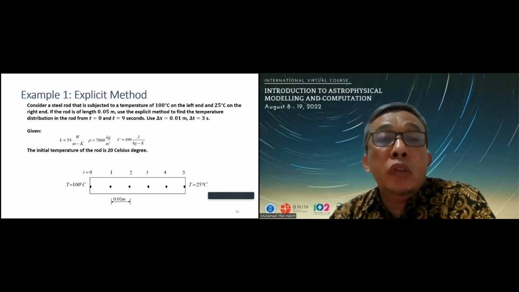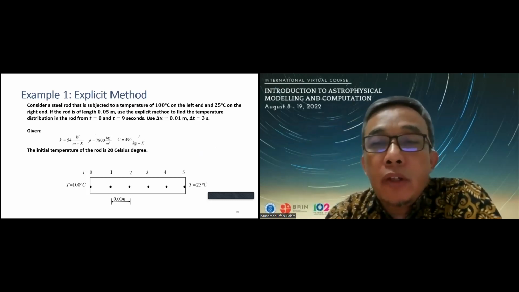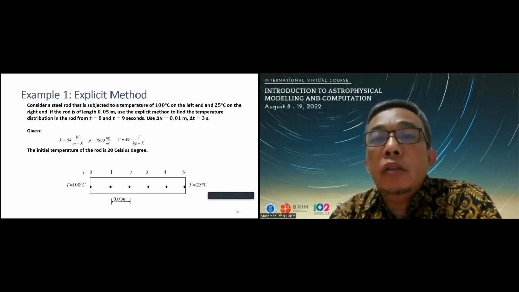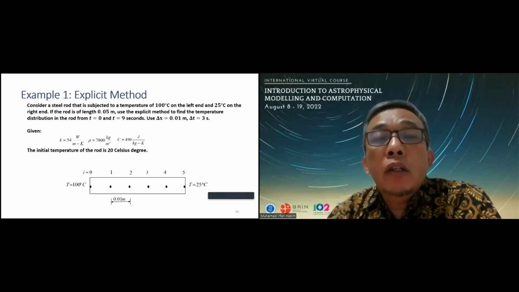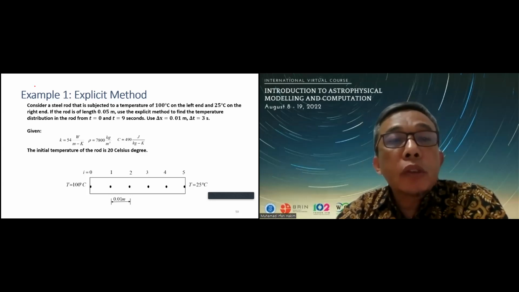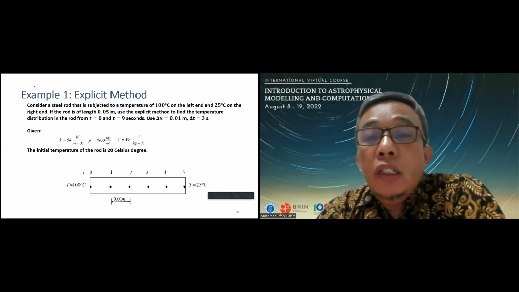Now, for short, this is how to solve the explicit method. For example, we have here a boundary condition on the left and on the right, with step size, real step size here, 0.01 meter, and time step size 3 seconds. These are some parameters. And the initial temperature of the rod is 20 degrees Celsius.